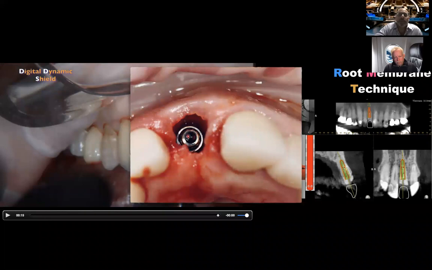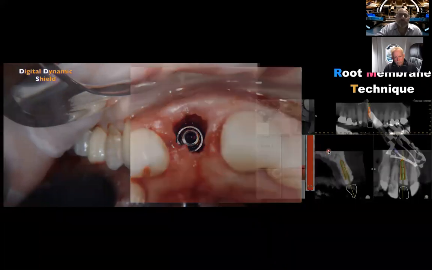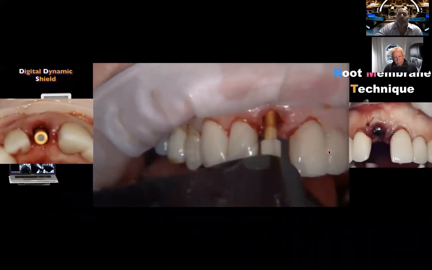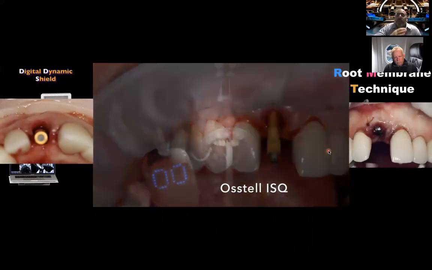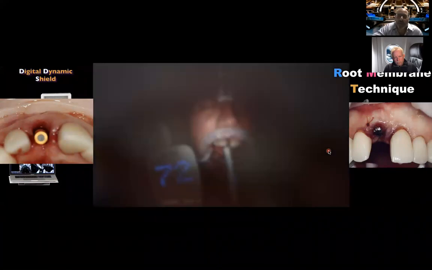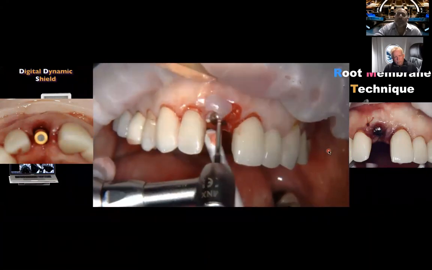So you can see our placement, and it's palatal. I can leave a little bit of an area to graft. That's your preference. And I'm going to take my ISQ. Why? Because I want an objective measurement, and I want to know when this is ready. So I place my healing cap.